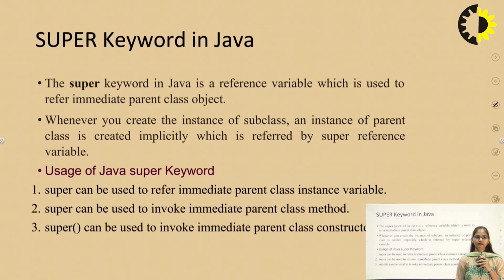Now, using the super keyword in Java. The super keyword in Java is a reference variable which is used to refer to the immediate parent class object. Whenever you create a subclass, the parent class is referred to using the super keyword. Super can be used to refer to an immediate parent class instance variable, to invoke an immediate parent class method, and to invoke an immediate parent class constructor. So the super keyword covers the parent class constructor, methods and instance variables.